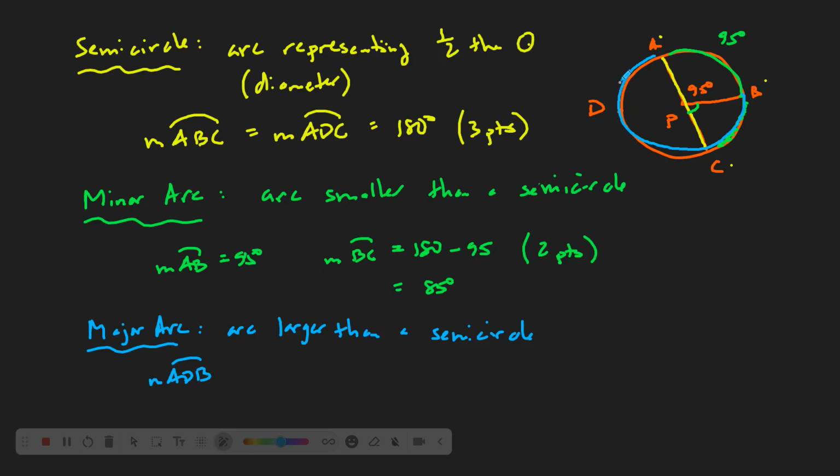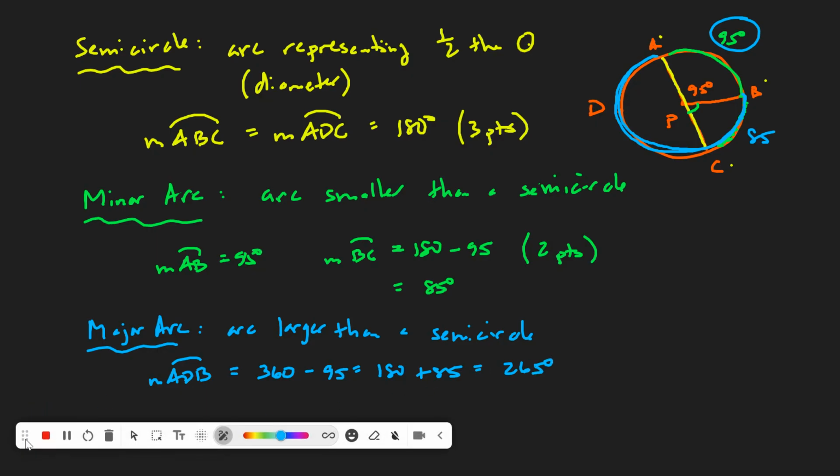Now there are 2 ways to think about this, right? Number 1 is, if you look at this blue arc, it is everything in the circle but the 95. So to find the measure of that major arc, I could take the circle 360 and just subtract what I don't care about, which is 95. So this is the subtractive way. The other way I could do this is I could take the semicircle, which is ADC, which is 180, and add this minor arc here, which is 85. Either way you go about doing this, you're going to get the same answer of 265 degrees.